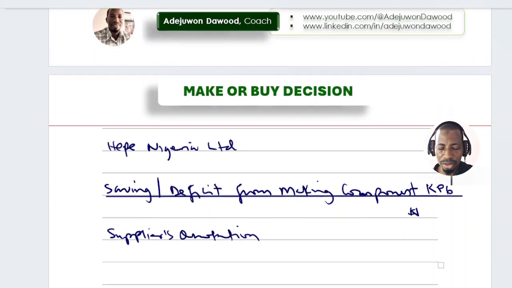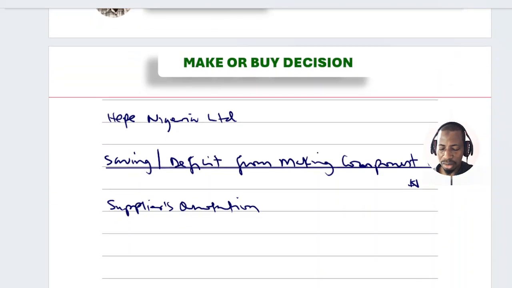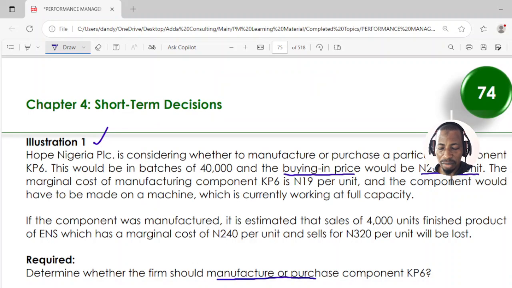What is supplier's quotation? According to the question, we are given supplier's quotation of 26 naira per unit, and you want to buy 40,000 batches of component KP6. So 40,000 multiplied by 26 naira.